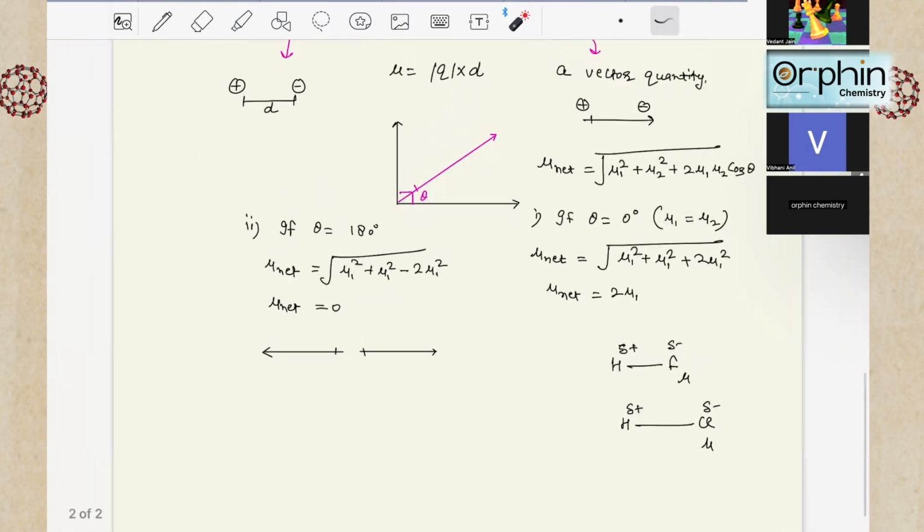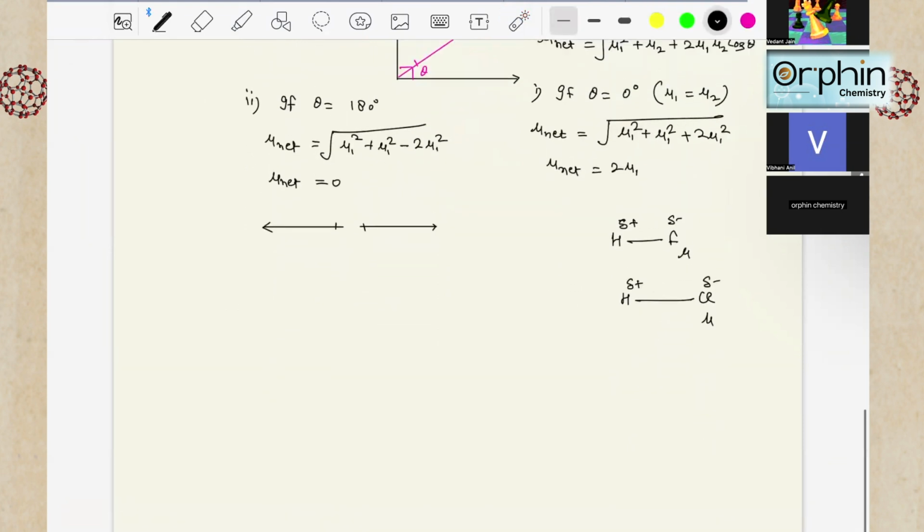Yes, sir. But I have one more question. Why does polarity depend on dipole moment? Is it just defined like that, or is there some logic? No, polarity is not depending on dipole moment. To calculate the polarity, we are defining a term which is known as dipole moment.